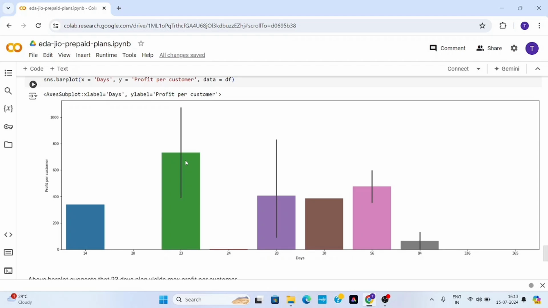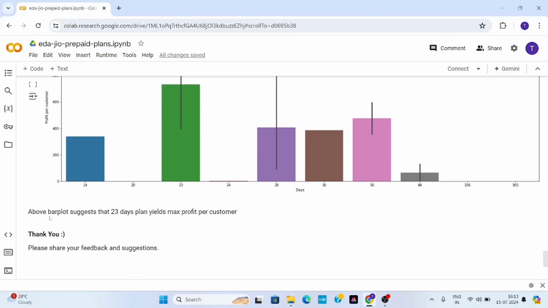This suggests the 23-day plan yields the maximum profit for the company from customers. In conclusion, the 23-day plan is more profitable for that company. Okay, that's it. Thank you.